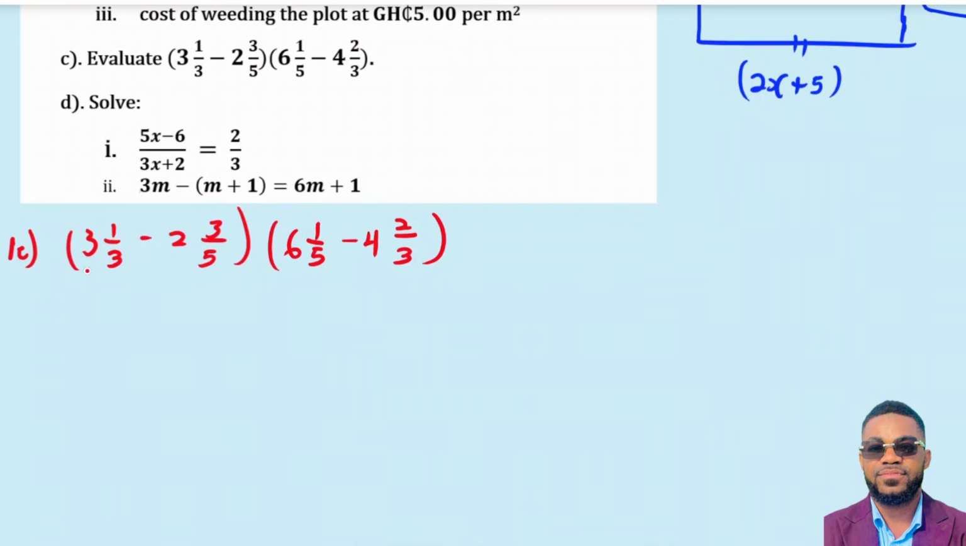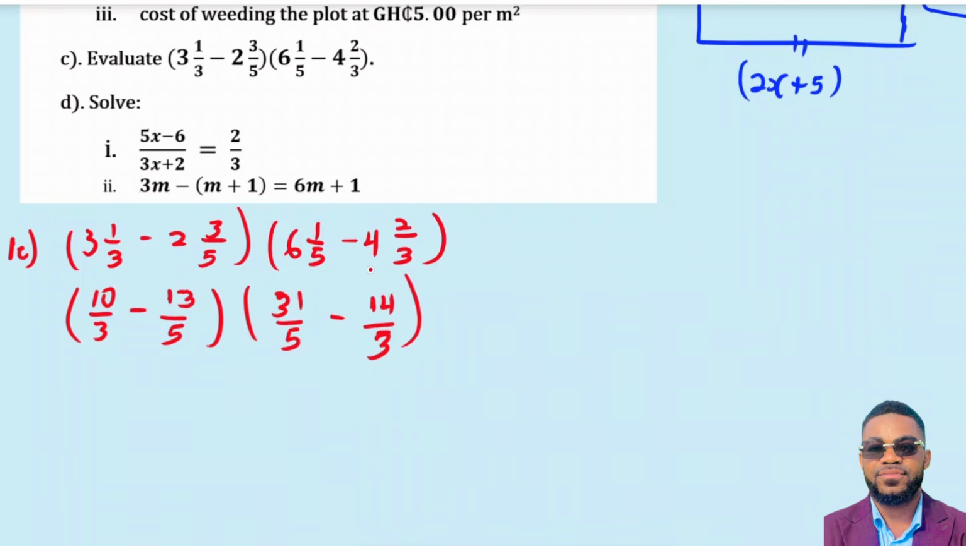That is 1C. So this is the expression that we're going to evaluate. So first of all, we have to change all the mixed fractions to improper fractions. So let me do that here right now. So 3 times 3 is going to be 9 plus 1 is going to be 10. So you have 10 on 3 minus this one is going to be 13 on 5. Now multiplying, 6 times 5 is 30, so we have 31 on 5 minus 14 on 3.